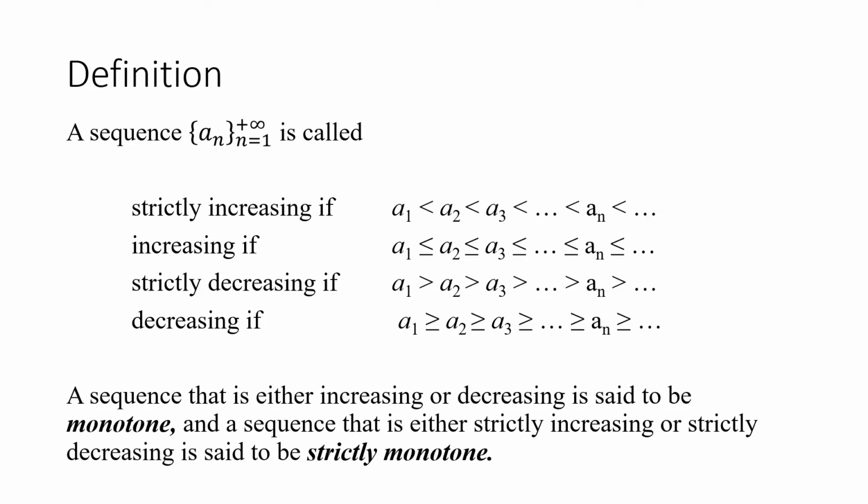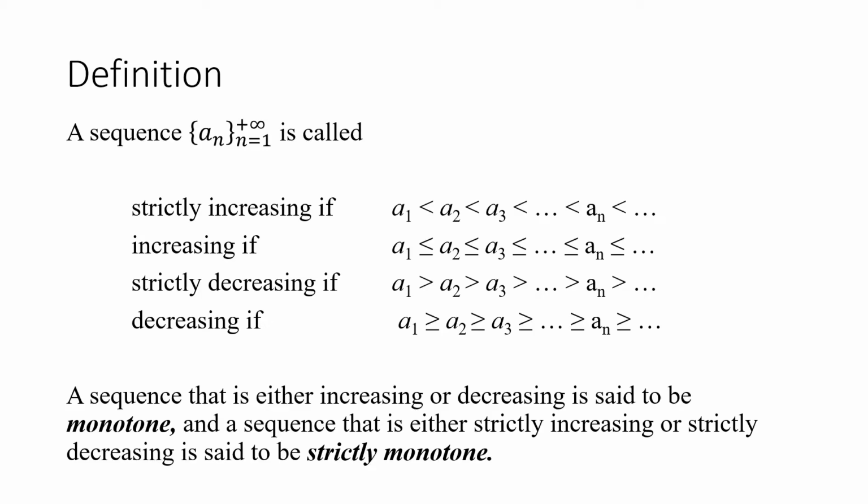So let's have the definition. A sequence ranging from 1 to infinity is called strictly increasing if every element in the sequence is increasing in value, and there is no element that is the same value as another element within the sequence. It is increasing if the values of the sequence are increasing and there are some elements within the sequence that have the same value as other elements.